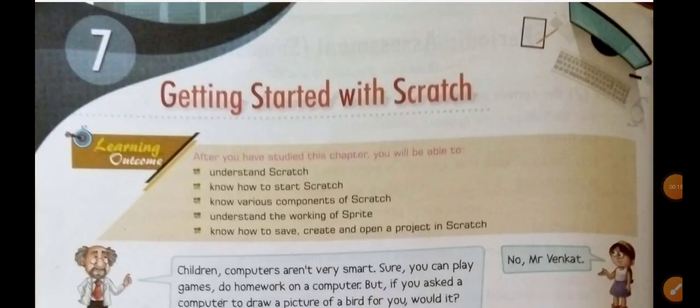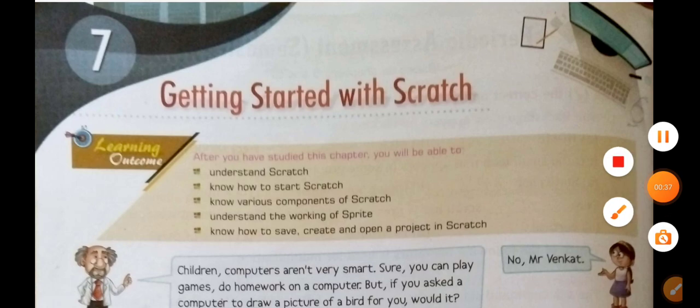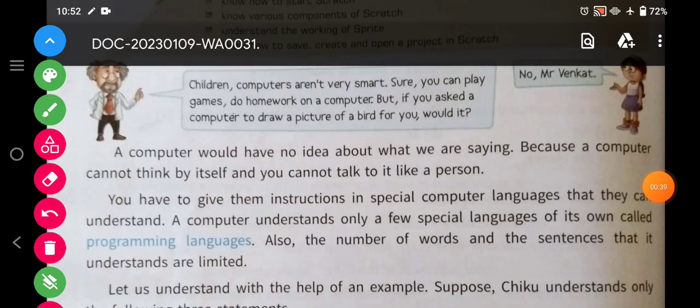Today we are going to start subject computer, chapter number 7. So take out your computer books and open page number 90. In this chapter we can understand what is Scratch and how we can start Scratch, and also we can know the components of Scratch and their working, and how to save and how to create a Scratch program in computer.